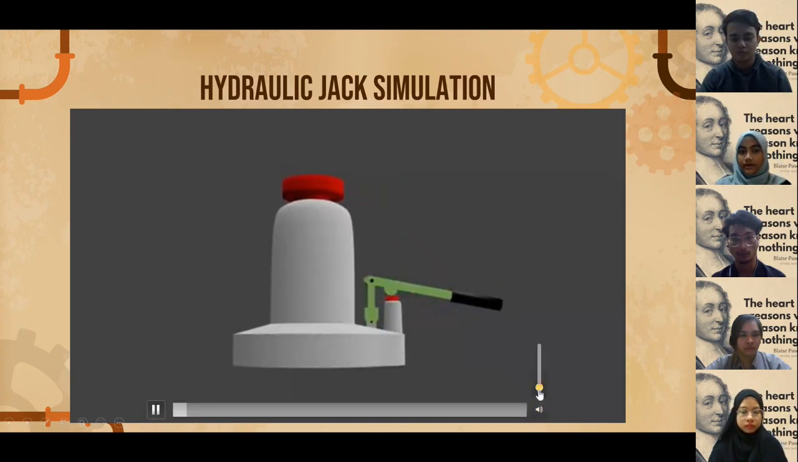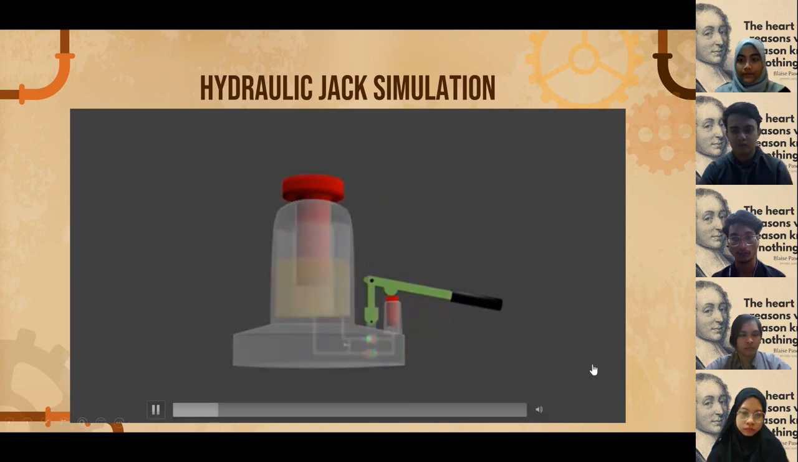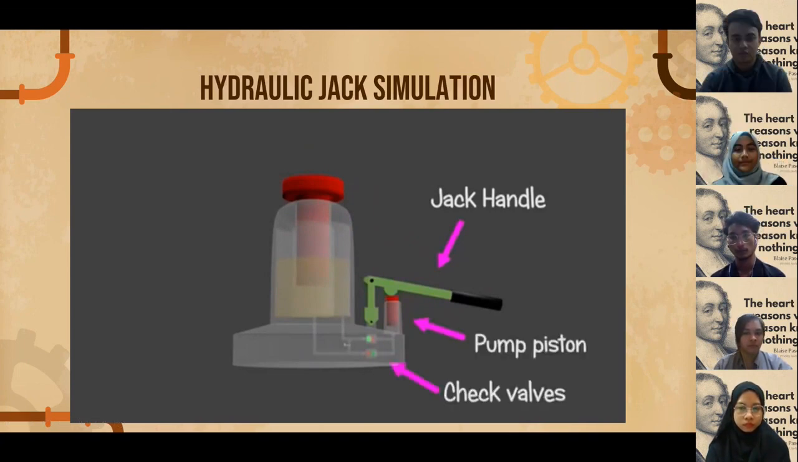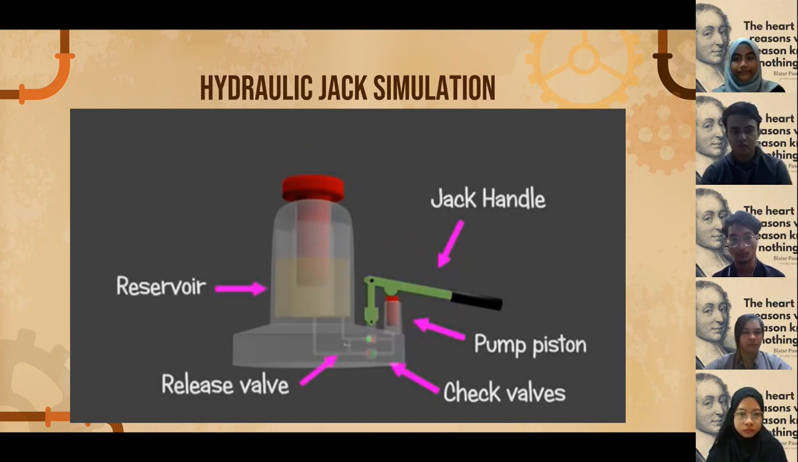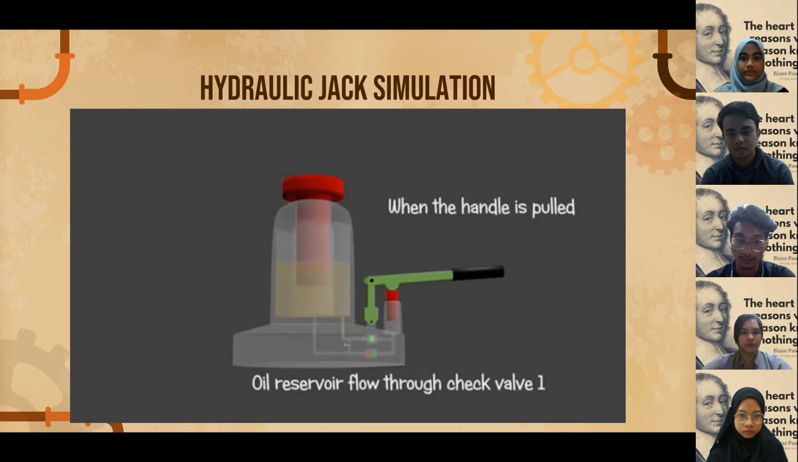In this video, we have an example of a hydraulic jack, which consists of a jack handle, pump piston, check valve, release valve, a reservoir, and ram. As you can see, the simulation.